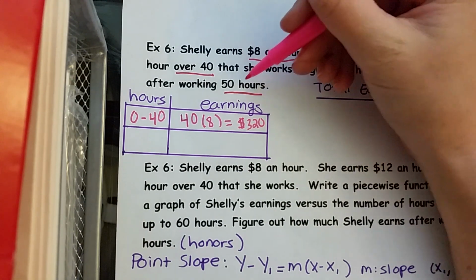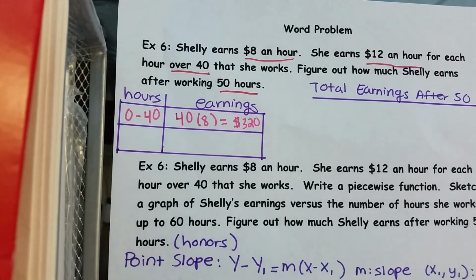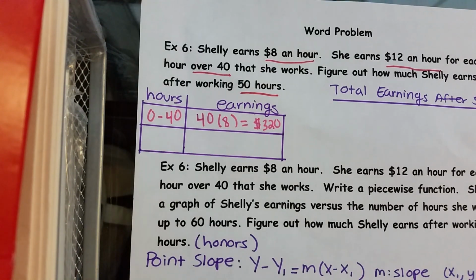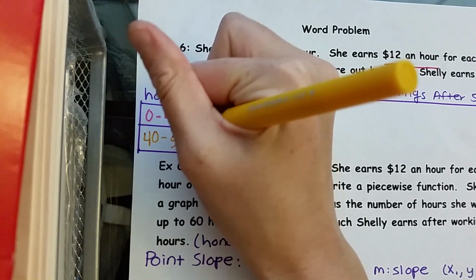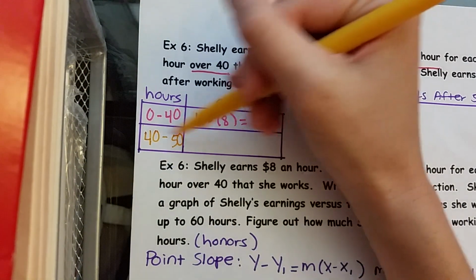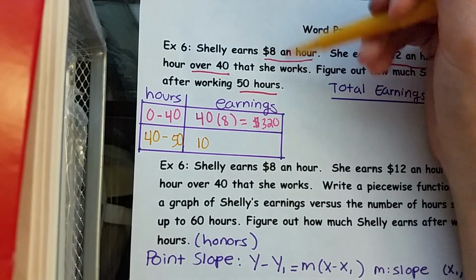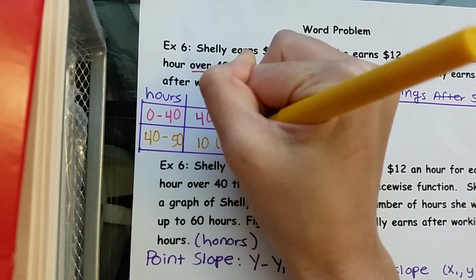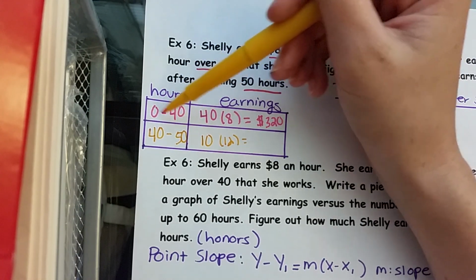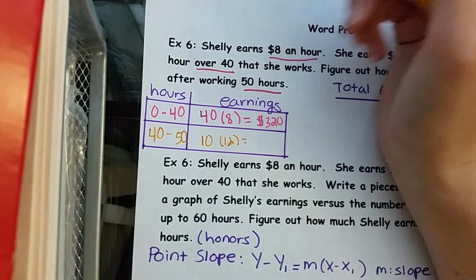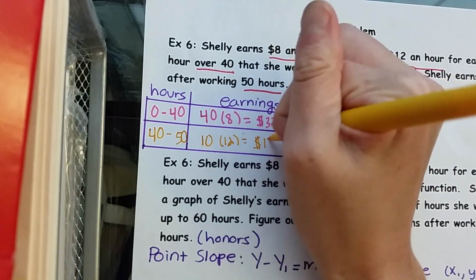Now we want to know how much she earns total after working 50 hours. When we go past 40, that's when Shelly starts earning $12 an hour. So when she goes past 40, all the way to 50, she earns $12 an hour. To figure out the total hours from 40 to 50, 50 minus 40 gives you 10. During that period, since we're over 40, she makes $12 an hour. The reason we didn't say 0 to 50 is because the first 40 hours we already accounted for up here at $8 per hour. So we start where we left off and continue on. 10 times 12 will be $120.